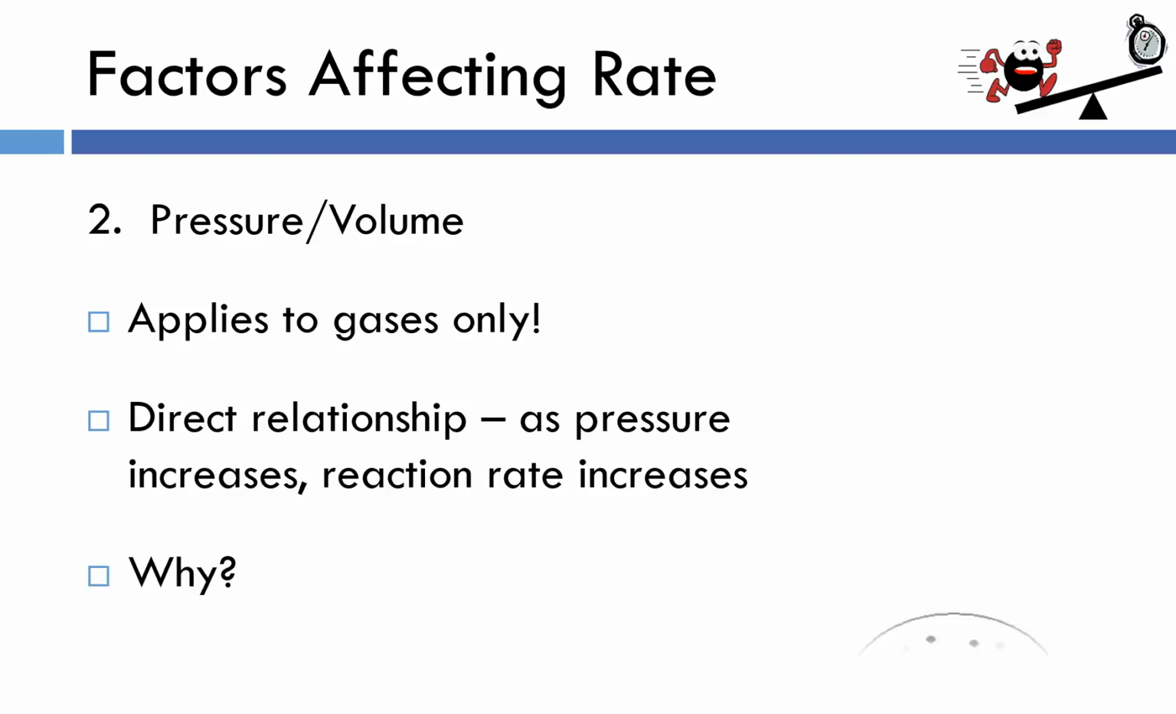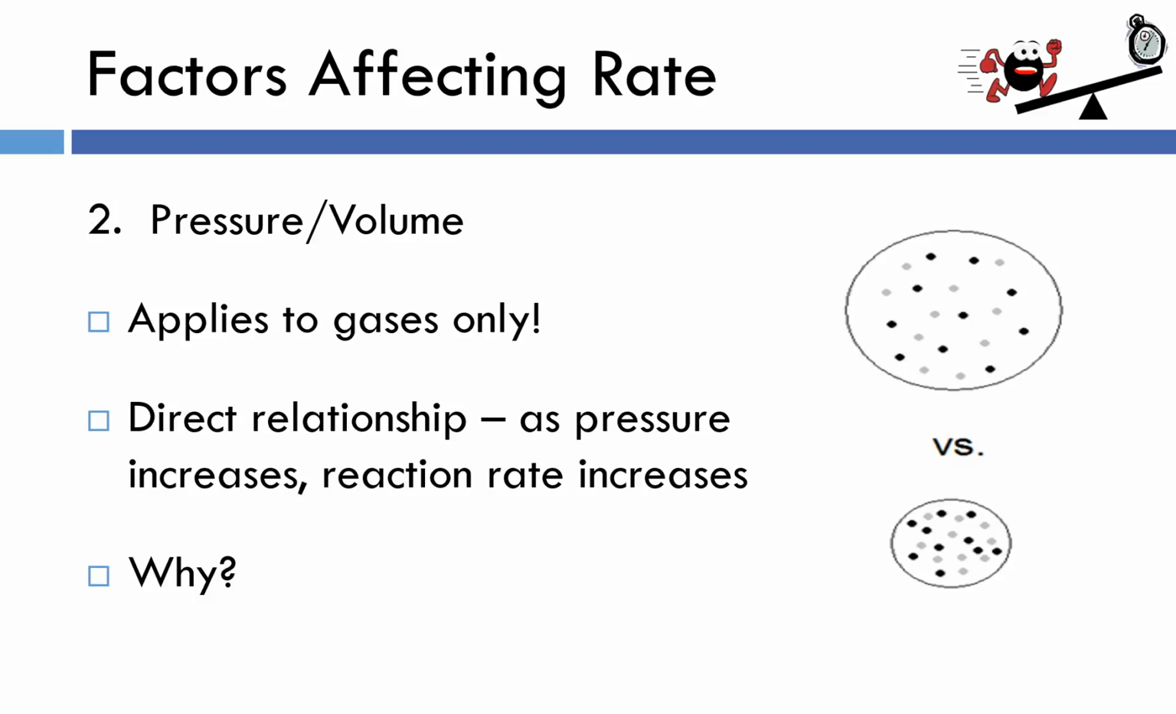And let's think about why. Here we've got the same number of molecules in a large volume. So this would also be like a low pressure. And in this case, they're in a smaller volume, so we have a high pressure. The odds of collisions occurring are much greater the higher the pressure is. There's just less space for the molecules to move around, so there's a better chance of them running into each other. More chances for collisions, better chance that you're going to have a faster reaction rate.